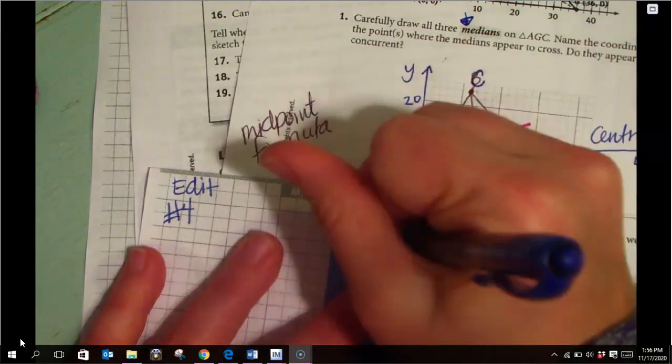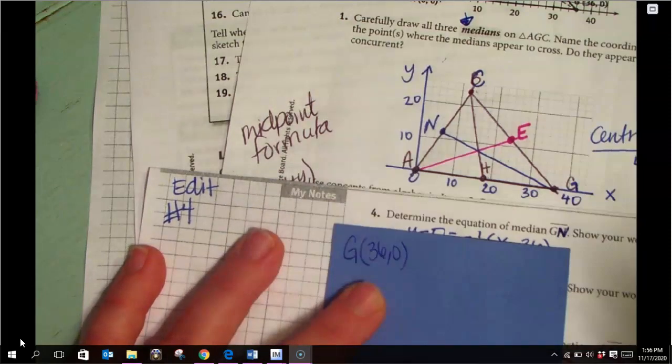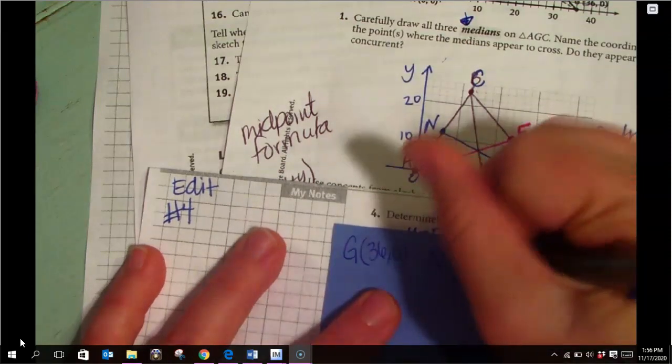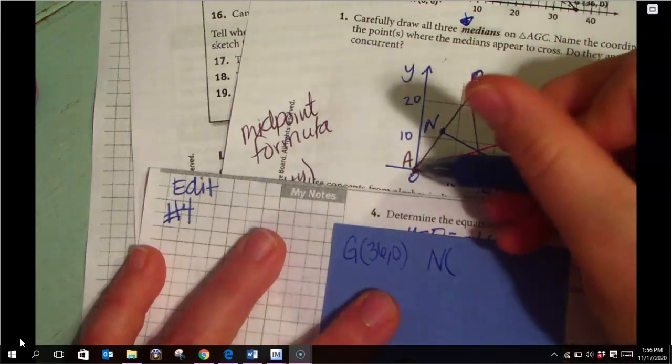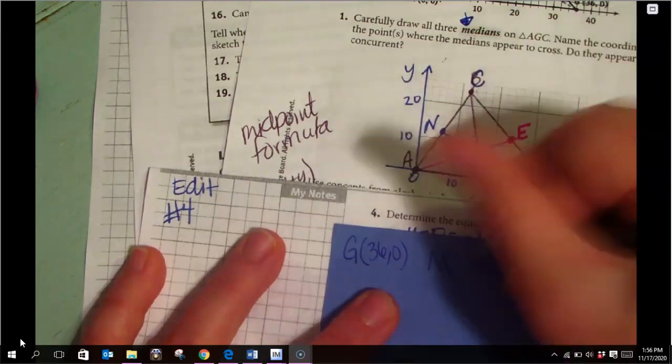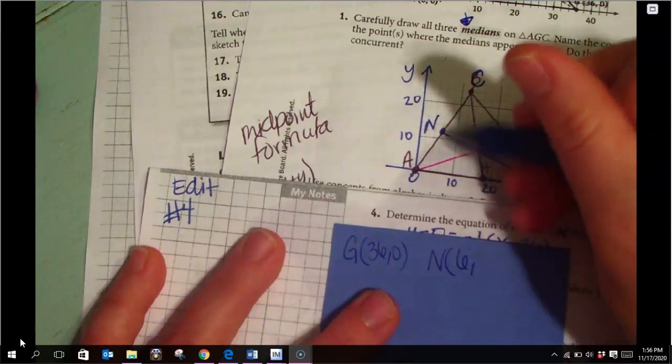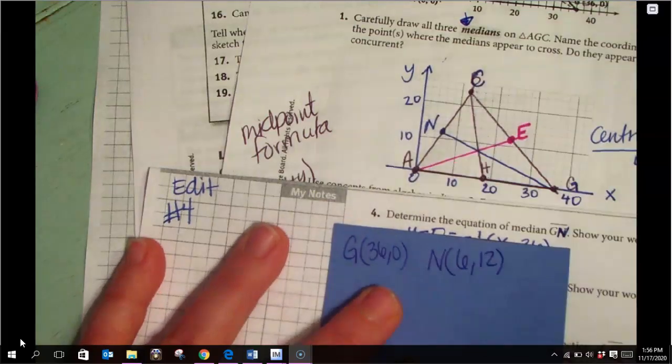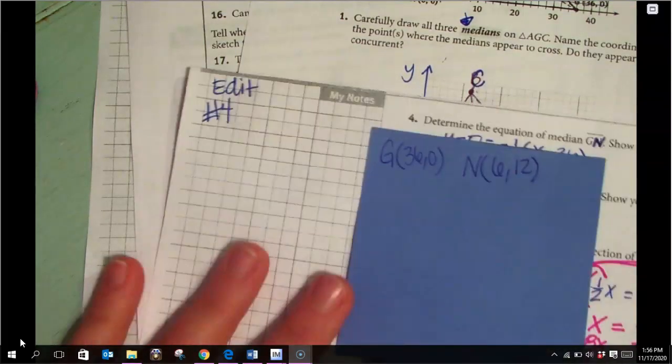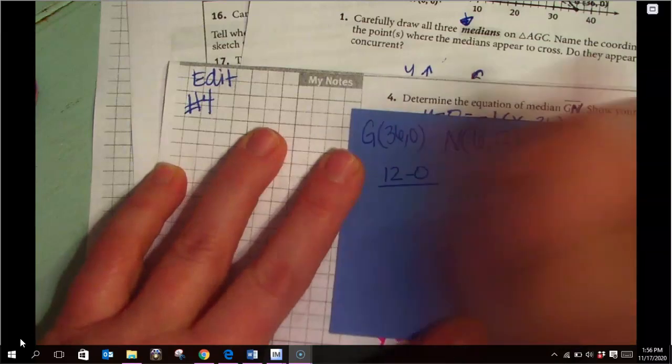Okay, so G is 36, 0. N is located at, let's see, 2, 4, 6, and that's 10, 12. Okay, so 6, 12, let me double check. Yep, 6, 12. Okay, cool. So now I can actually find the slope, do this correctly, y minus 0, 6 minus 36.